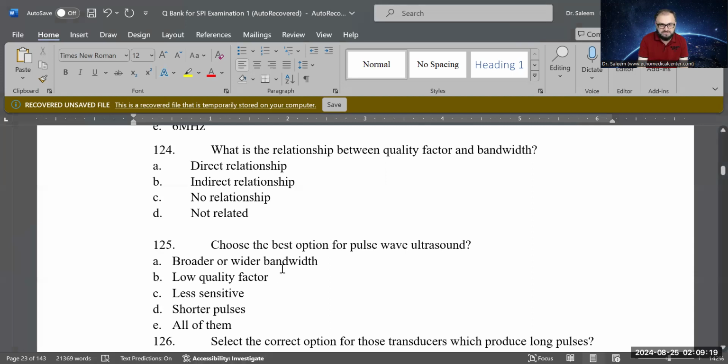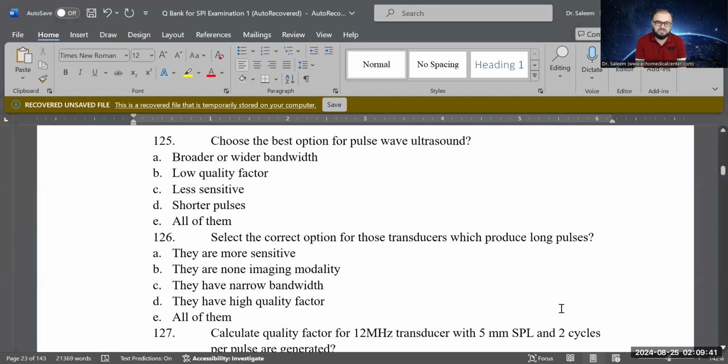So both of them answered, and they are less sensitive because they will not only target one point, they will target the whole area. So they are less sensitive. And also they're using one crystal system. Remember, it sends the pulse and listens to that. So that's why it's less sensitive. And the pulses are normally shorter. So all of the above is the correct answer.